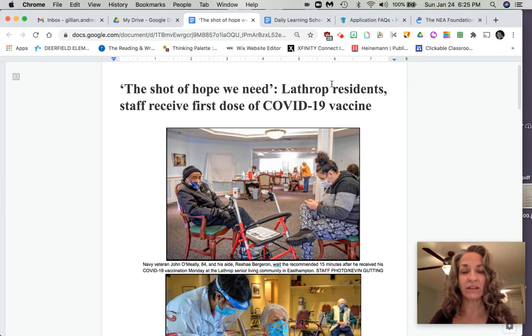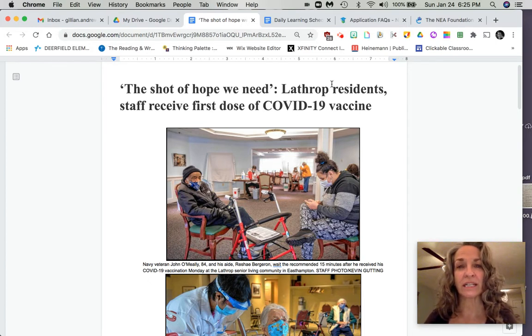So I have in front of me a newspaper article that's called The Shot of Hope We Need. Lathrop residents, staff receive first dose of COVID-19 vaccine. So I thought this would be a great article to do it on, to be studying a little bit because it is so current, it's so present, and it's relevant to our lives. And you all will be writing newspaper articles that are relevant to your lives.